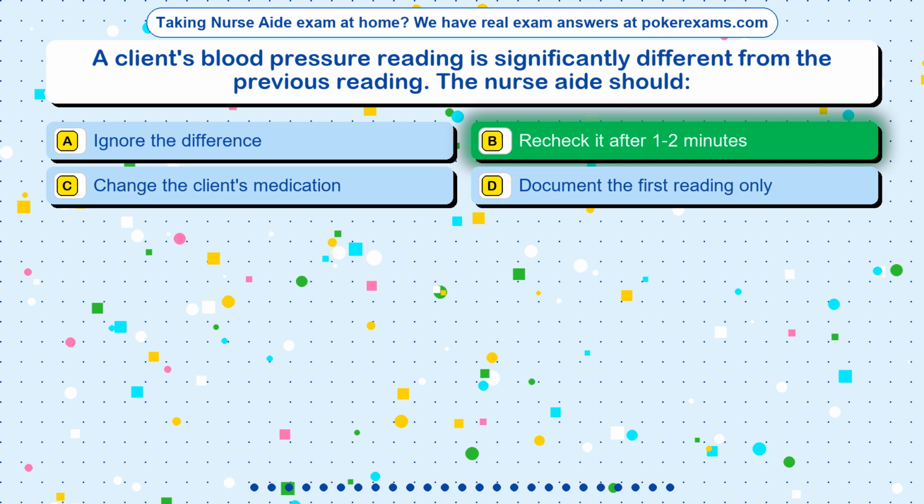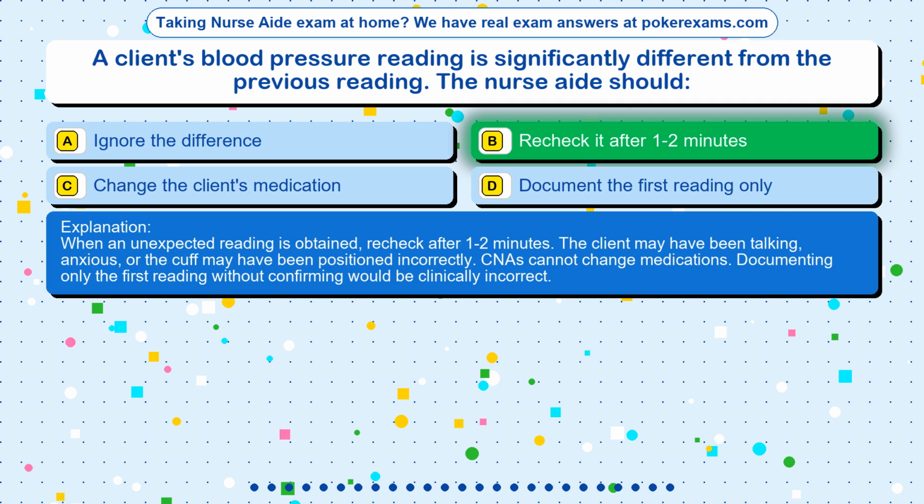The correct answer is option B, recheck it after 1 to 2 minutes. When an unexpected reading is obtained, recheck after 1 to 2 minutes. The client may have been talking, anxious, or the cuff may have been positioned incorrectly. CNAs cannot change medications. Documenting only the first reading without confirming would be clinically incorrect.